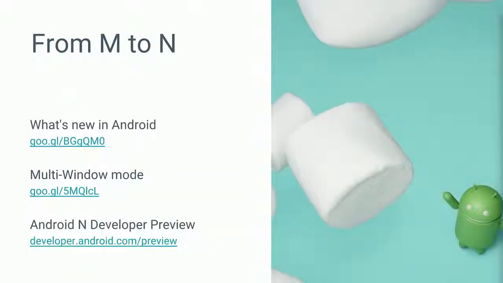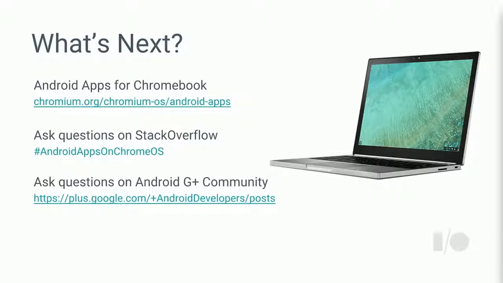So in order to learn more about N, you can watch these two presentations that aired today here at I/O, What's New in Android and multi-window mode. Also, you can consult the official Android N developer preview documentation. OK, if you have any more questions about this, you can consult the official documentation for Android apps for Chromebooks. You can also ask questions on Stack Overflow or post questions on the Android G+ community.